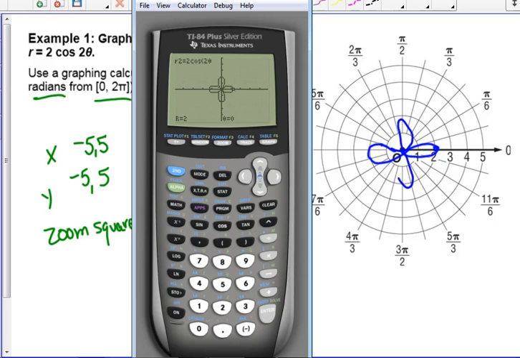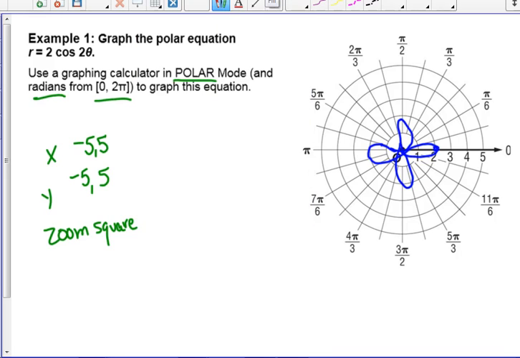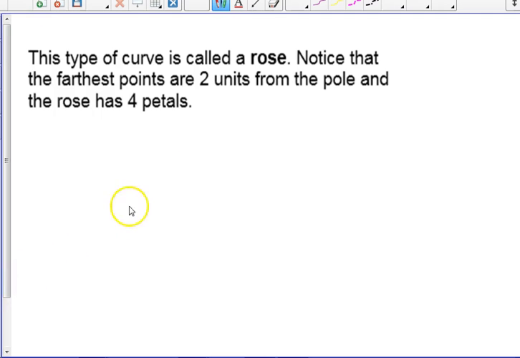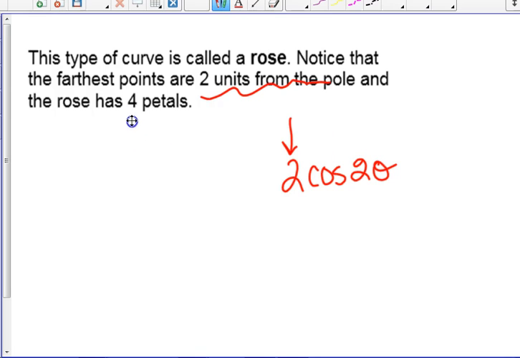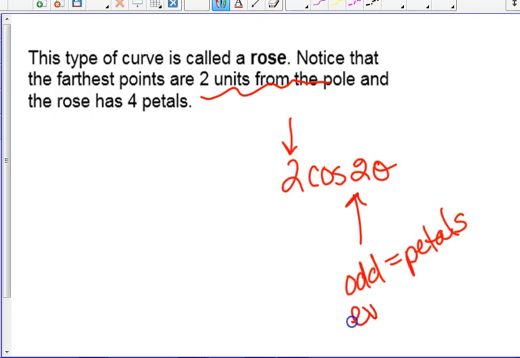Oh, yeah, looks nothing like that. Phew. Okay. That's my bad picture. Everybody okay? Now, I'm going to tell you a little secret, okay? The little secret is that in 2 cosine 2 theta, this 2 tells you how long the leaves are. And this number back here, if it's odd, it tells you the number of petals. If it's an even number, then there are twice that many petals.